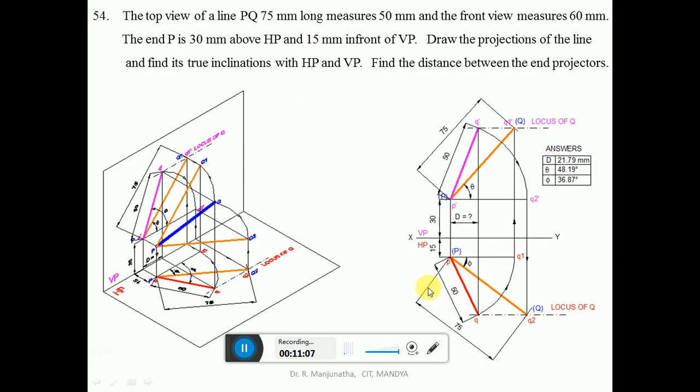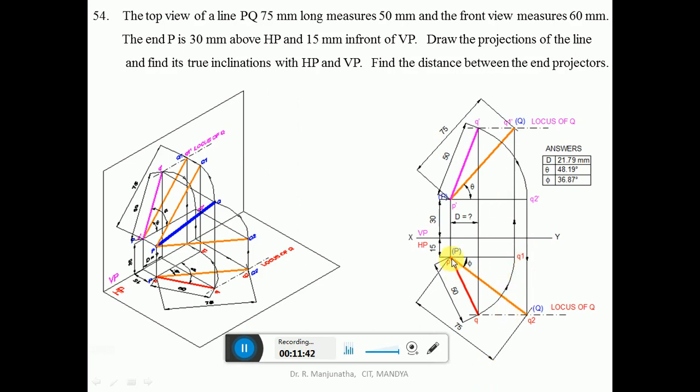Similarly, if you want to find the true length in HP, you make the line parallel to HP. That is, P dash is above HP by 30 mm and Q2 dash is also above HP by 30 mm. When the front view line is made parallel, what is the length of the front view? The length of the front view is 60 mm. So from here you measure the distance of 60 mm, mark this point, make it parallel, and then draw a vertical projector to the top view.